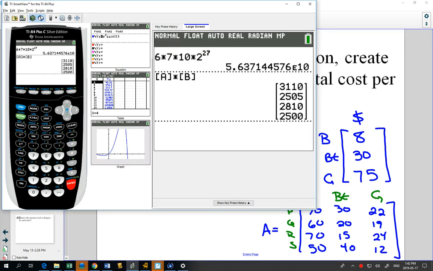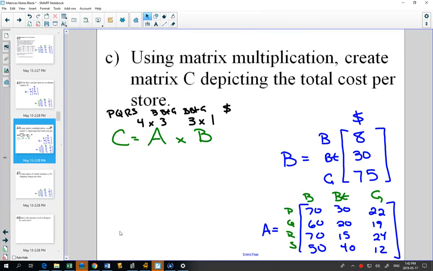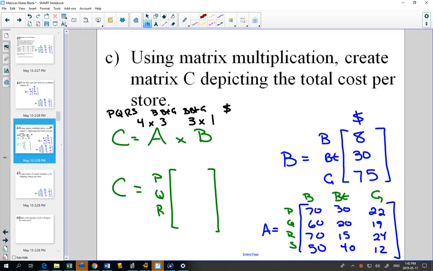And that answer, the beautiful thing about matrix multiplication is we could see from our dimensions that the answer needed to be a 4 by 1. So I knew my answer was going to be 4 rows, 1 column. I also know that the 4 stood for PQRS, so I can write PQRS here as well. And I knew that my 1 stood for how much money?